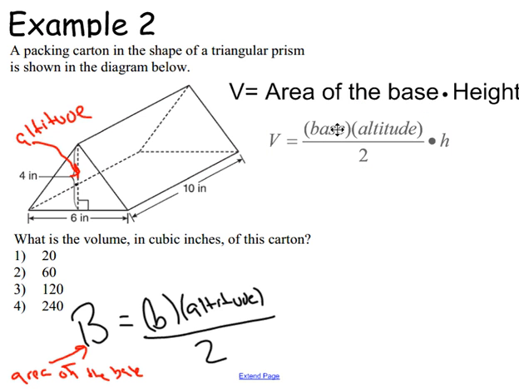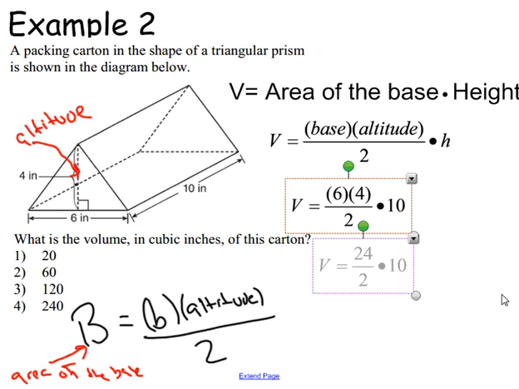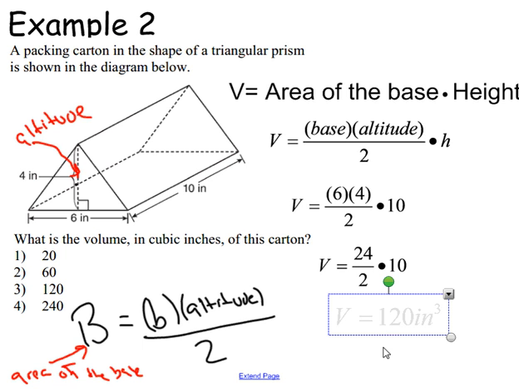So then our formula is really this, right? Volume equals the base times the altitude of the triangle divided by 2 times the height of the prism. So we substitute, we get 6 times 4, right? The base is 6, the altitude is 4, divided by 2 times 10. Simplify a bit, simplify some more, we get 24 over 2, that's 12. 12 times 10 is 120. So our answer is 120 cubic inches, or inches cubed, and it's choice 3.